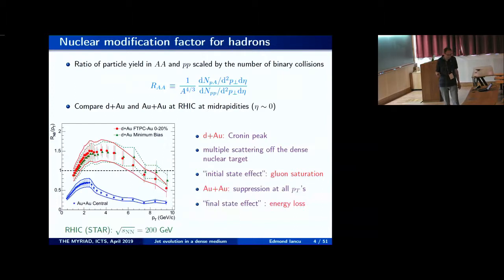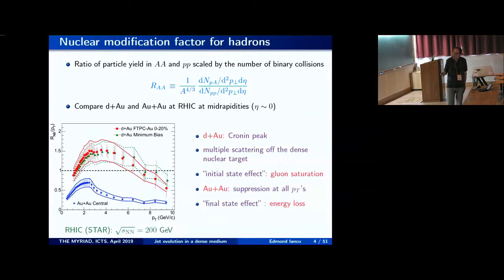And you see a very dramatic difference between the data for neutron-gold and those for gold-gold. Neutron-gold is like proton-gold. It's a dilute-dense system, while gold-gold is a dense system. So we do not expect a Quark-Gluon Plasma in neutron-gold, but we do expect one in gold-gold.